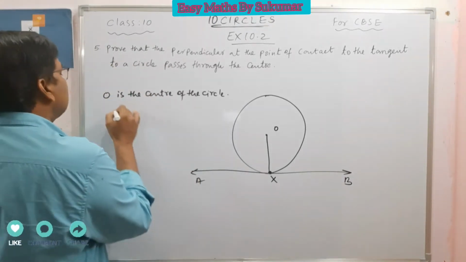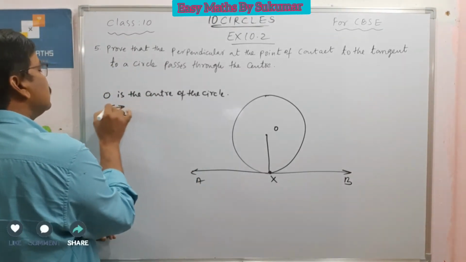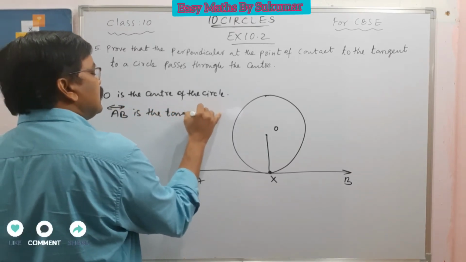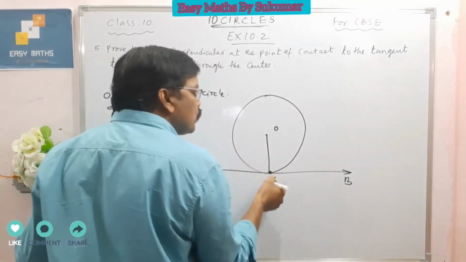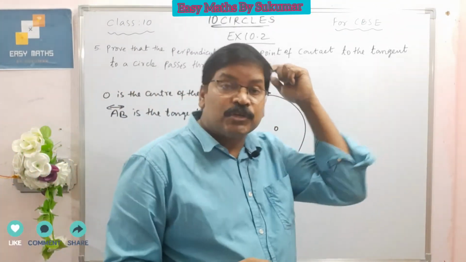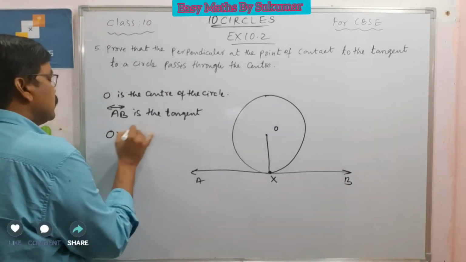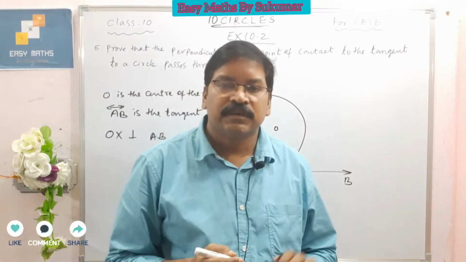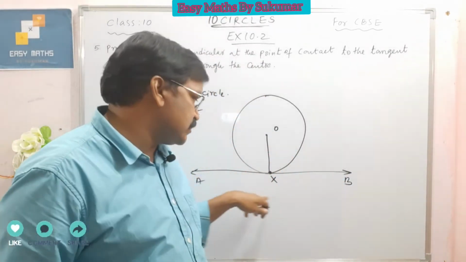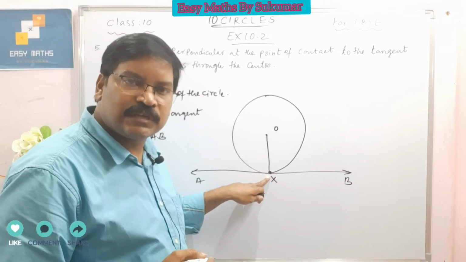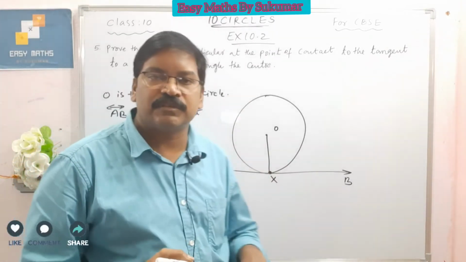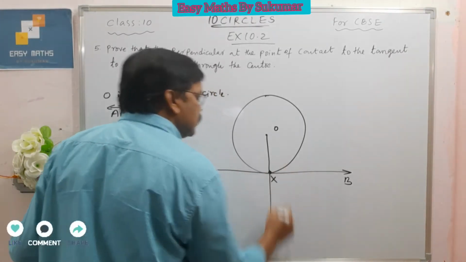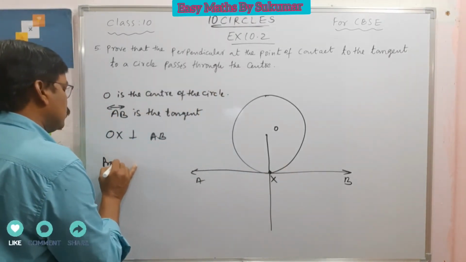Here what is the tangent? AB is the tangent, and this OX is what? Perpendicular. This OX is perpendicular to AB. So we have to prove that this perpendicular to this tangent at this point of contact of the circle is passing through the center of the circle. See my dear students, here I just produce it like this. Please look here, proof.